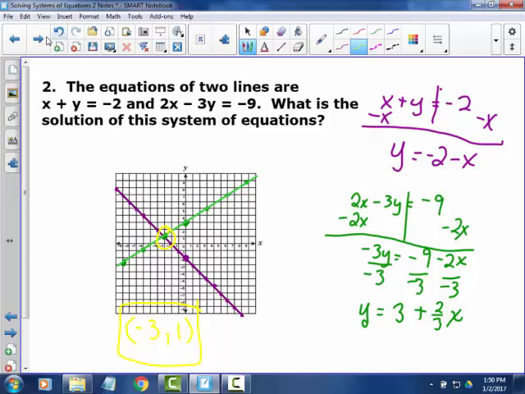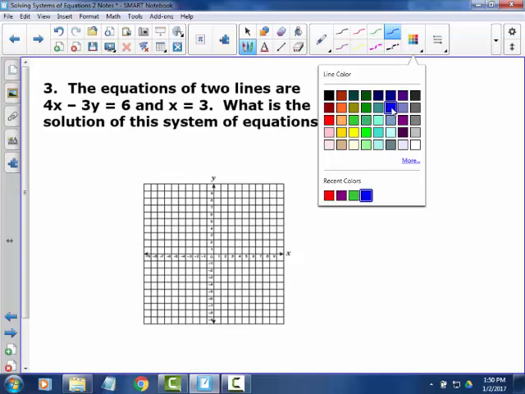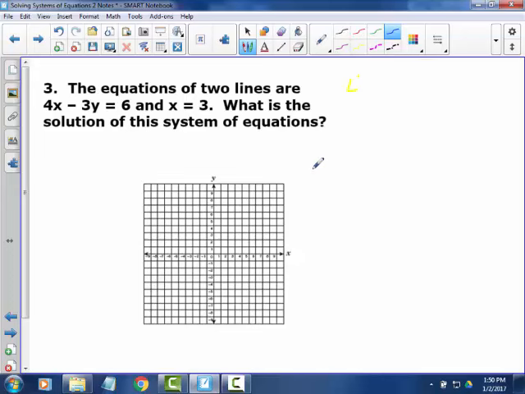All right, let's look at another one. Okay, again, that would not be my first choice to do graphing on, because we have x equals 3. I would probably use substitution. However, I want to show you that we can still use graphing. Okay, so we're going to solve for y. I probably shouldn't write in yellow. It doesn't show very well. We'll go with blue.